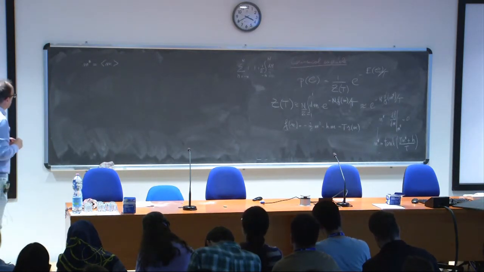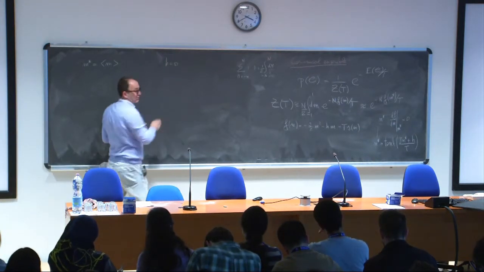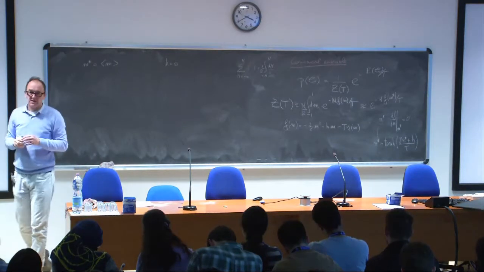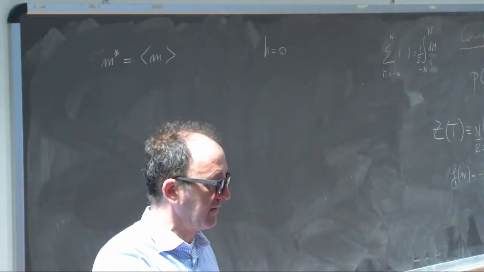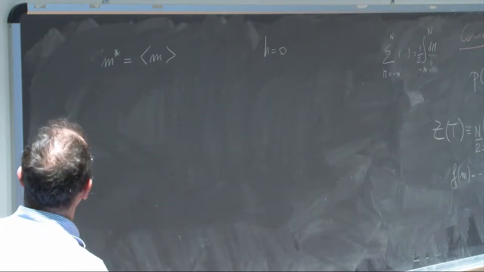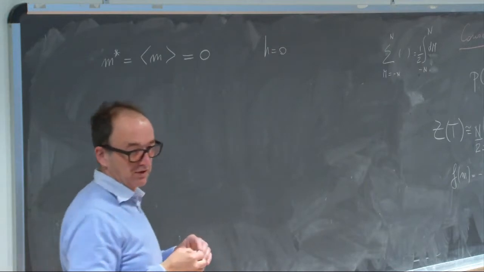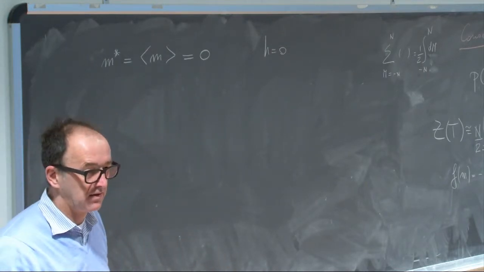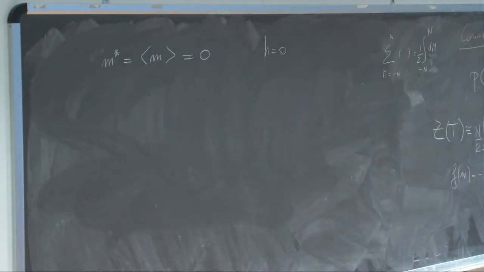Now, take the case where h is equal to 0. When h is equal to 0, essentially the probability distribution is symmetric for positive and negative magnetization, okay? So we expect that this must be equal to 0, okay? Indeed, if you put h equal to 0 here, m star equal to 0 is a solution, okay?